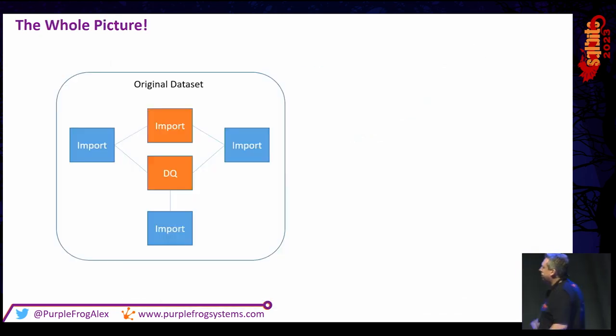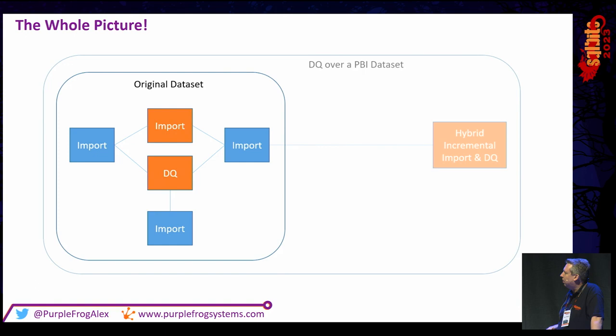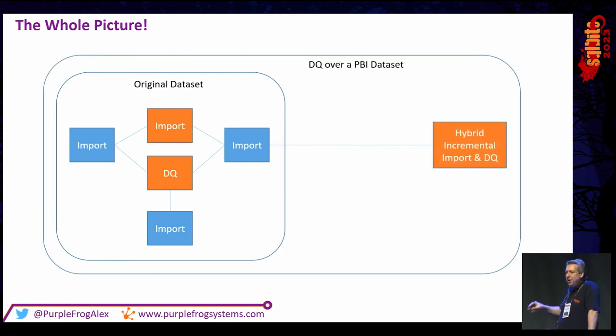So, let's put all this together. We started out with our original data set where we had these 2 different tables, import and DQ, to get our composite model. We then layered another data set over the top of that in originally live connection, but then changed it to DQ so we can then import our own data to enhance it further.